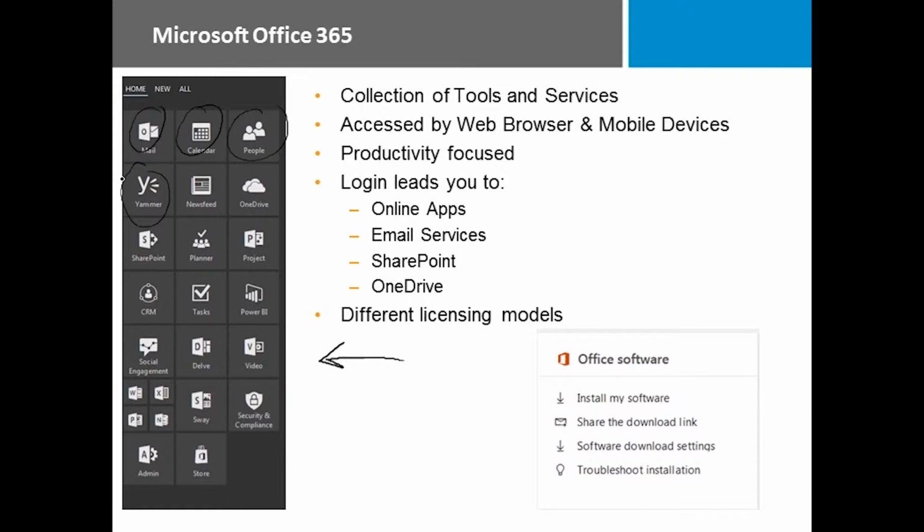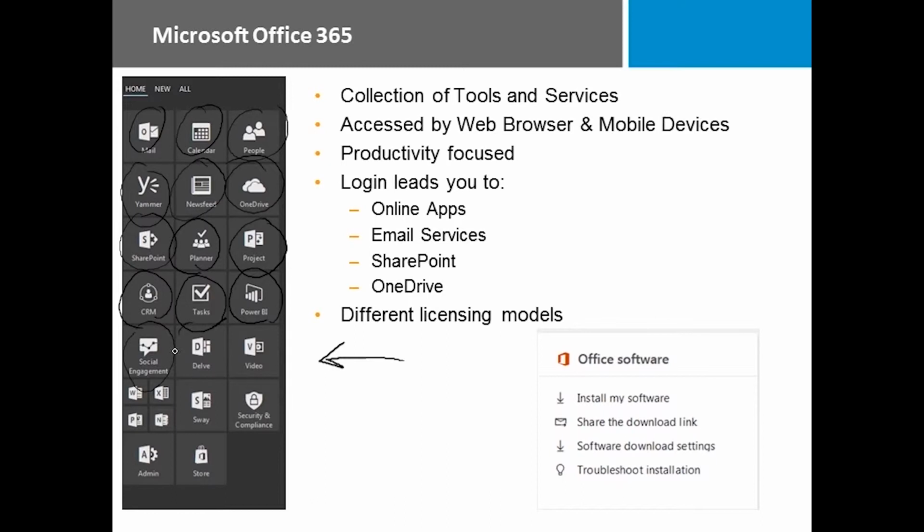Yammer is really about social media. We have a news feed, which is an extension of such. OneDrive, which is a portal up in the cloud to store your documents. We have SharePoint sites we'll take a look at. We have planner apps. Microsoft Project, which actually is, in fact, a separate license. We have Dynamics CRM, again, a separate license. Our tasks, which are similar to the tasks you see in Outlook if you use Outlook. Power BI. Power BI is all about crunching numbers, pulling data out and doing some serious reporting.